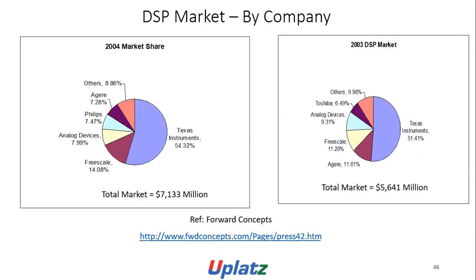DSP market by company, total 7,133 million market. Texas Instruments 54.32%, Freescale 14.8%, and another 7.98%, 7.47%, Agere 7.28%, 8.86% in 2000 for market share. In 2003, it is 21.41, 11.61, Freescale 1.2, Analog which is 9.31, Toshiba was 6.09, and others 9.96, and total is 5,641 million. So the link gives the information from which it is being captured.